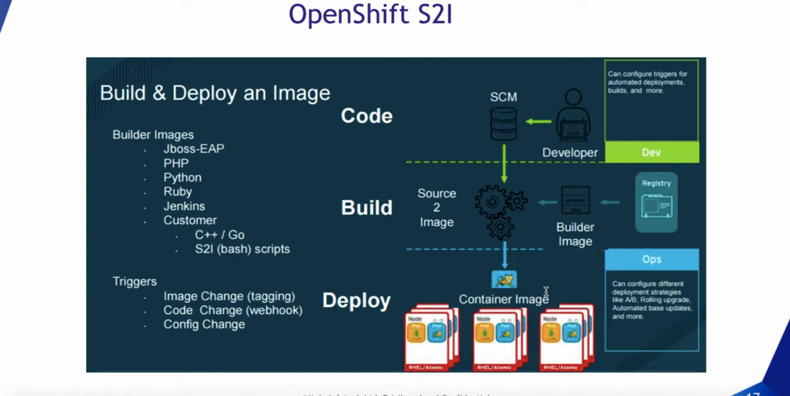OpenShift S2I is a way to build and deploy an image, that is, build images. We have seen many stateful and stateless applications being used over the builder images. This is one of the demonstrations of that, showing how the code build and deploy strategy goes. We can use a streamlined flow, which takes a source and the developers, goes to build an image from the source, and then deploys container images with the help of the image registry, which stores the various applications.